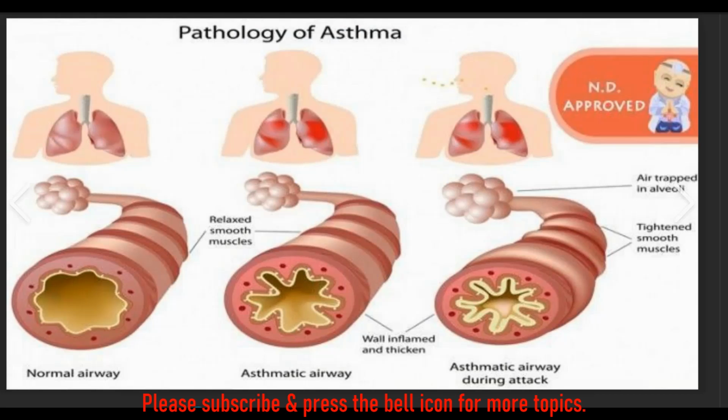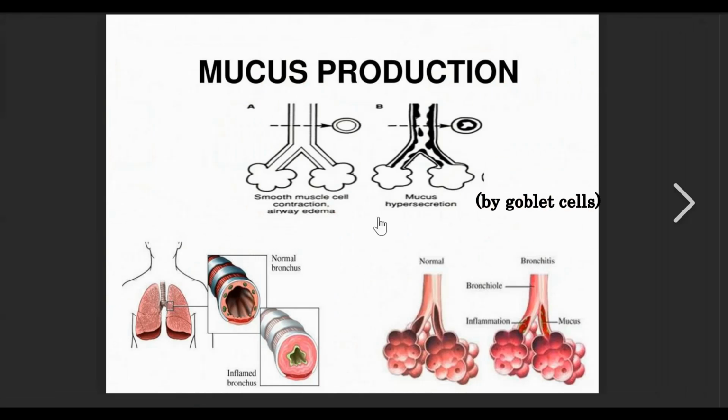So what happens in asthma? Now let's look into the pathophysiology. If you look at the picture of the airways, both bronchi and bronchioles are surrounded by smooth muscles. These smooth muscles help to dilate and constrict the airways. During an asthma attack, the smooth muscles are tightened, which causes narrowing of the airways. Along with it, the mucus cells inside the airways, the goblet cells, produce excess mucus.